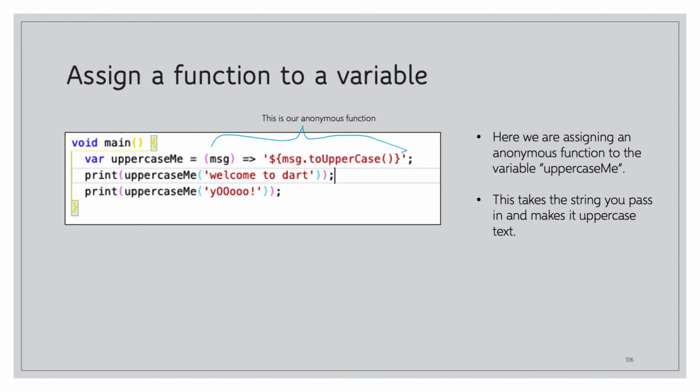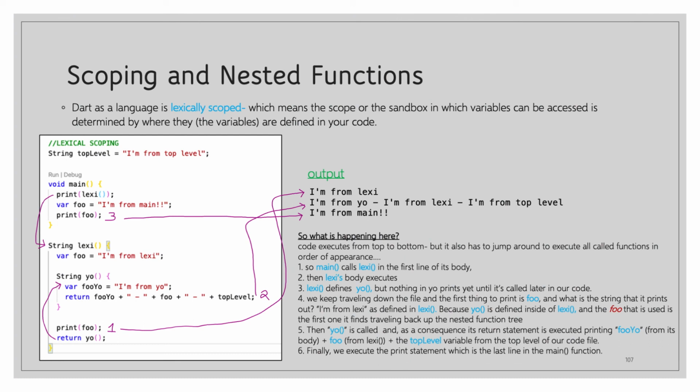It becomes another print function, except this one is fancy. Whatever you throw in there, it turns to uppercase. The sometimes confusing topic of scoping and nested functions. Dart as a language is lexically scoped, which means the scope, or the sandbox, you can think of it that way, in which variables can be accessed is determined by where the variables are defined in your code.